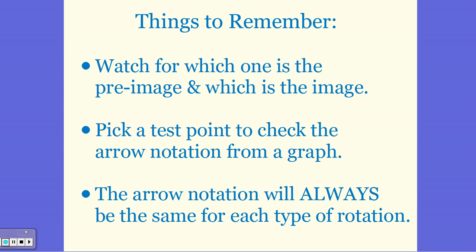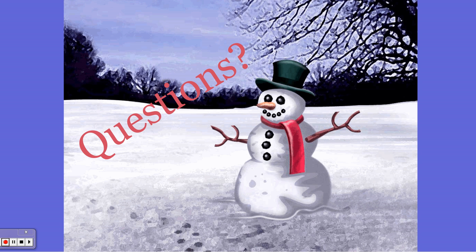Few things to remember. Watch for which triangle is the pre-image and which one's the image. Remember, pre-image is regular, image is prime. Sometimes you might want to pick a test point to check if your arrow notation is correct. And the arrow notation will always be the same for every type of rotation. So a 90-degree clockwise rotation will always have the same arrow notation. A 180-degree rotation will always have the same arrow notation. And every 90-degree counterclockwise rotation will be the same in arrow notation.